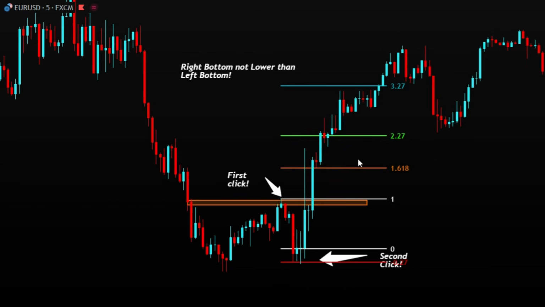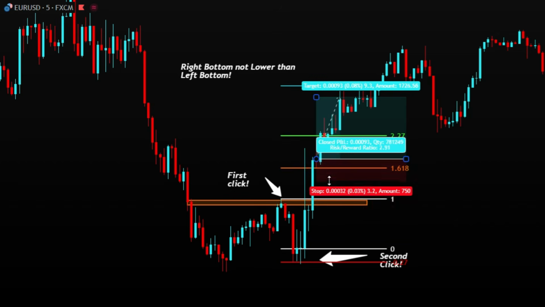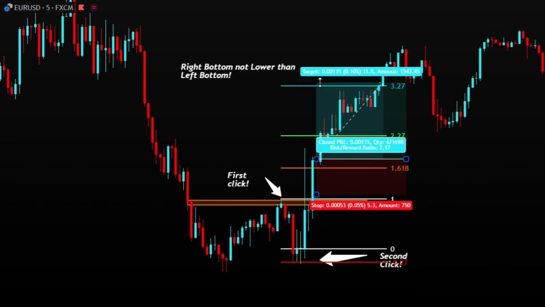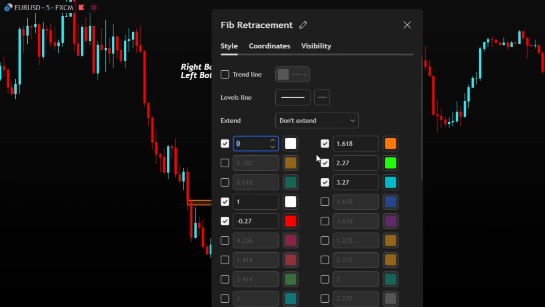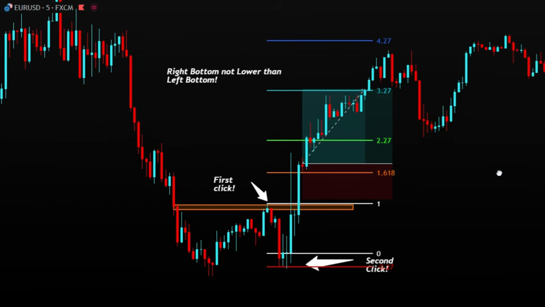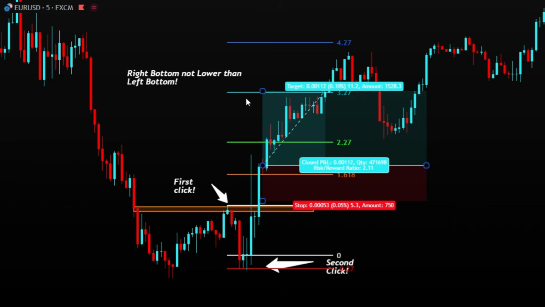Now, since in this example the breakout candle is quite large, I could look for a possible entry, starting from the 1.618 level, and then aim for higher Fibonacci levels. To extend our targets, we can add values 3.27, 4.27, and also 5.27 to potentially catch each rally that the market forms.